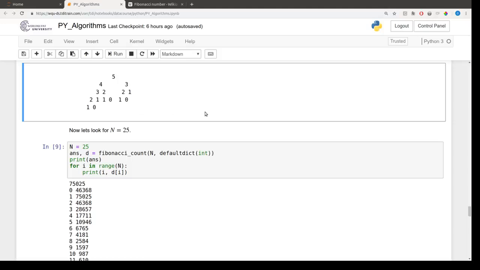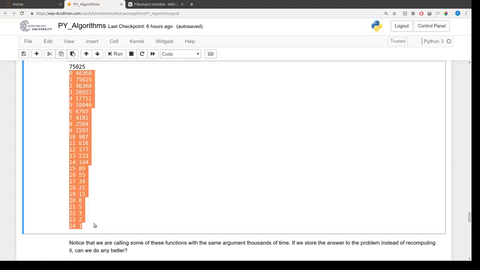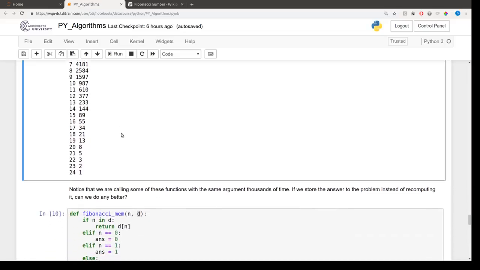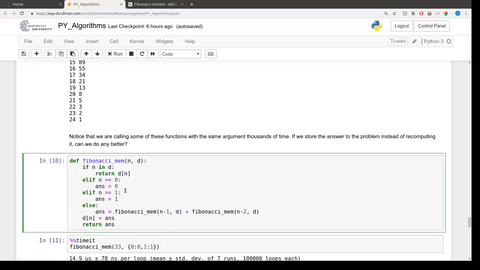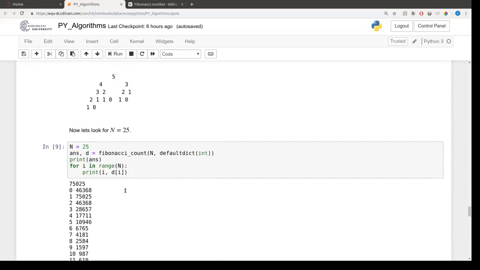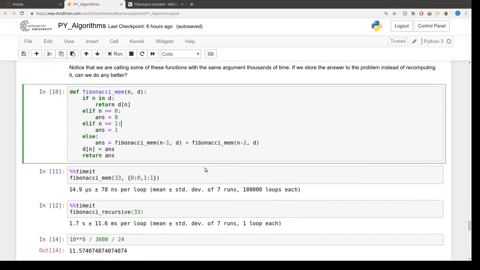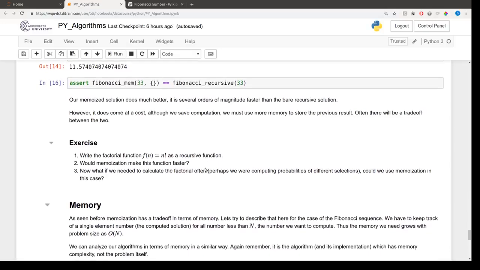So for the cost of a data structure that is linear in size with n, right, we only have to store the result for the Fibonacci numbers 0 through n, so it's linear in size with n. We get a speed up in computational complexity from exponential in n to linear in n. That's huge. So we did make a trade-off, but a very worthwhile one.